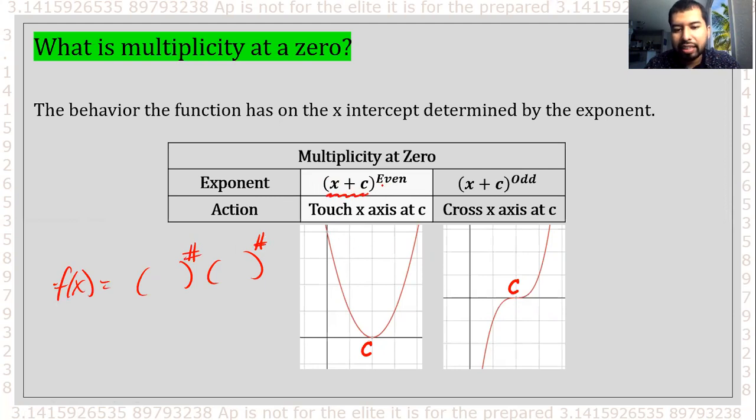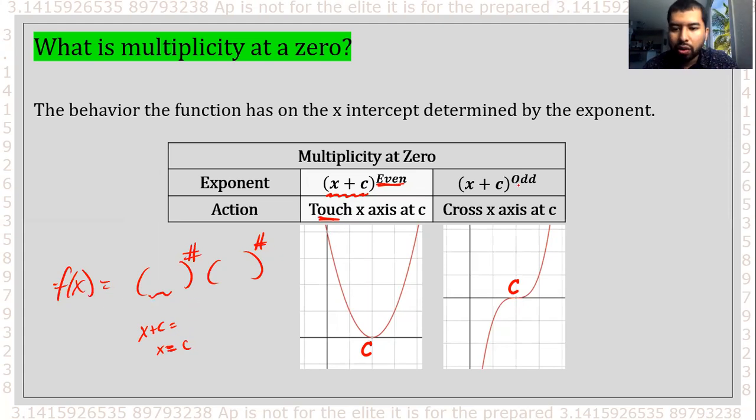So if the function that is factored has an exponent that is even, that means that it's going to touch at whatever that c value is. And in order to find that c value, you just get what's inside the parentheses, you set it equal to 0, and whatever that number is, that's your x value where it's going to touch.